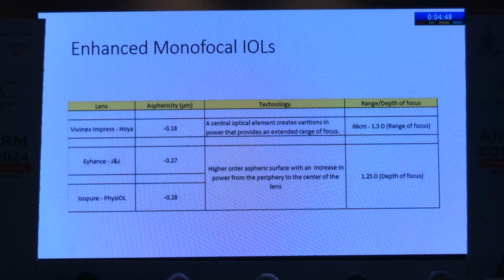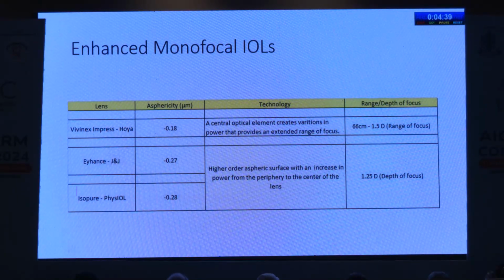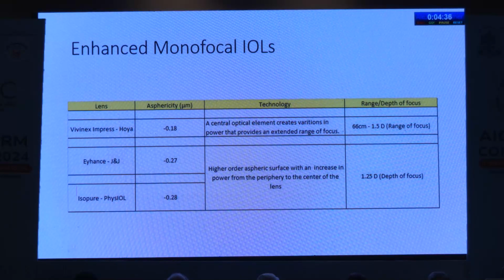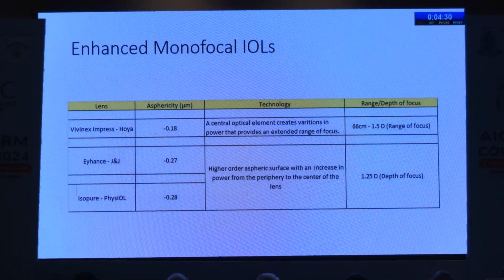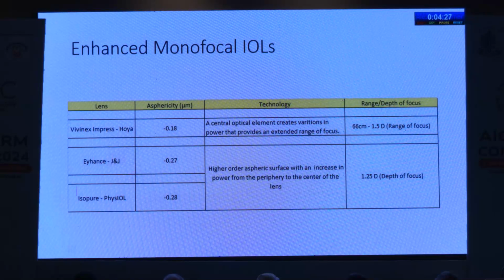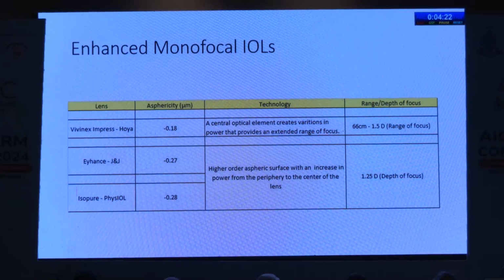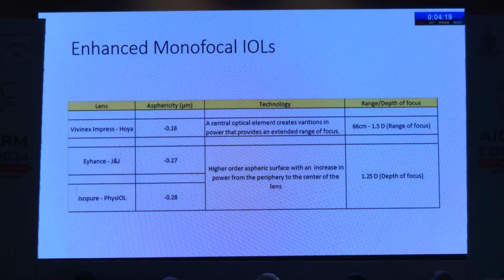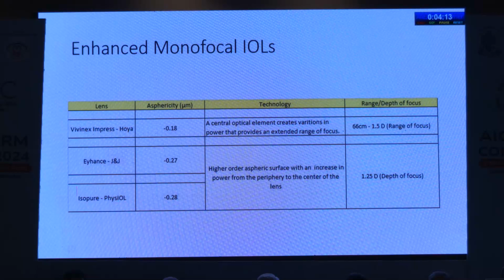So we come to the enhanced monofocal IOLs which don't have these characteristics majorly. So first is the Hoya Vivinex Impress, which has an asphericity of -0.18. It has a central optical element which creates variations in power that provides an extended range of focus of around 1.5 diopters. Then there is Eyhance by J&J, which has a negative asphericity of -0.27, which cancels the corneal asphericity of +0.27 exactly. And Isopure also has a similar asphericity. The Vivinex Impress leaves behind a little bit of asphericity, so that it provides a range of focus.